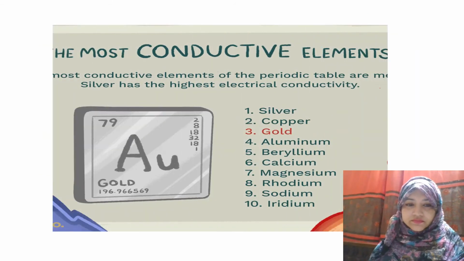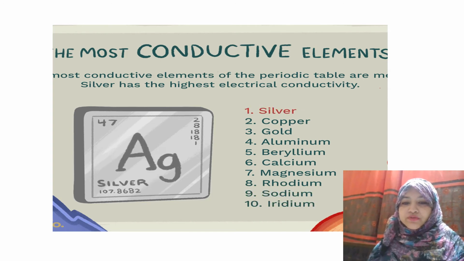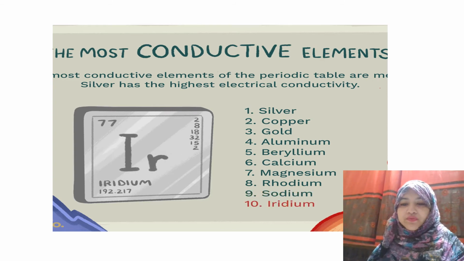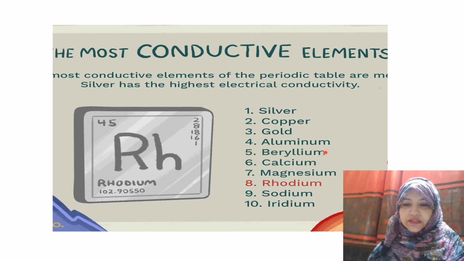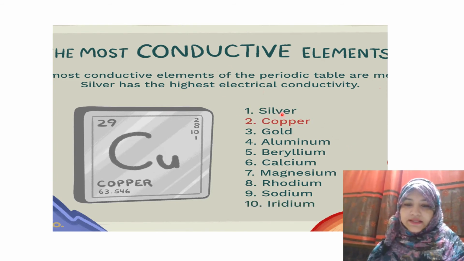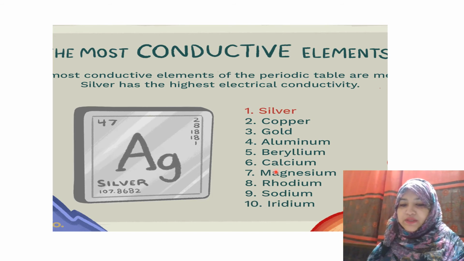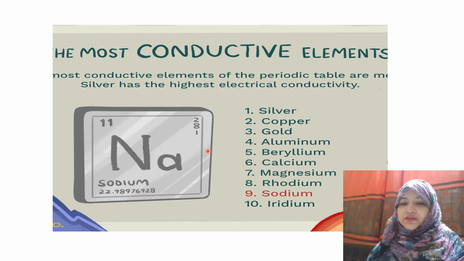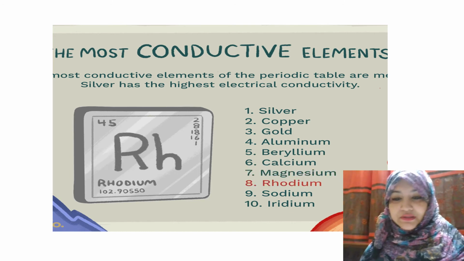And now there is a list of the most conductive elements of the periodic table. The periodic table is a table in which 118 elements are organized in a very systematic manner. From this table, the most conductive elements are listed, and in this list silver is the most conductive element. Then copper, gold, aluminium. This list is just for your knowledge. If we can remember this, your GK knowledge will be improved.